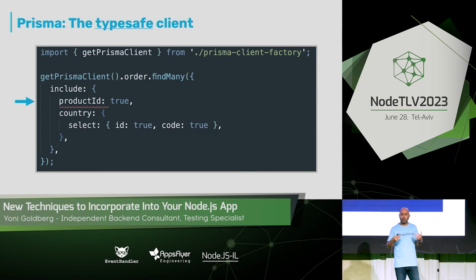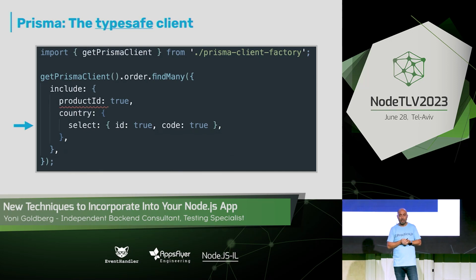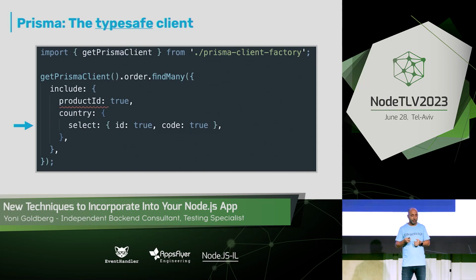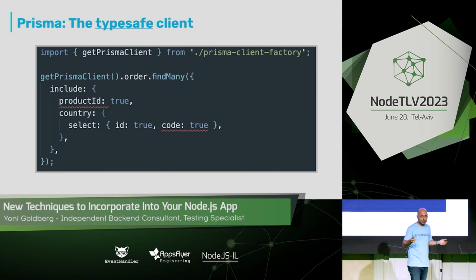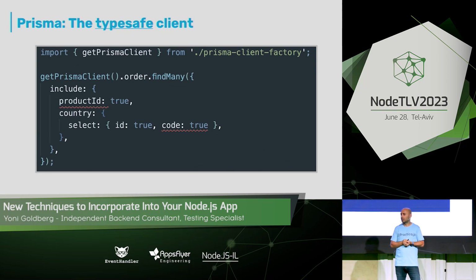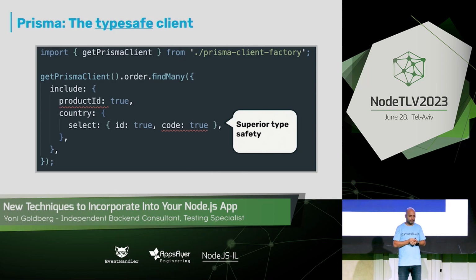Now, other ORMs can also provide some level of type safety, but not cover the same edge cases like Prisma. Here's an example. Say that you have multiple nested tables in your query. Anywhere where you misspecify a field name, like say that there's no code field, Prisma is going to highlight this area. Really superior type safety.